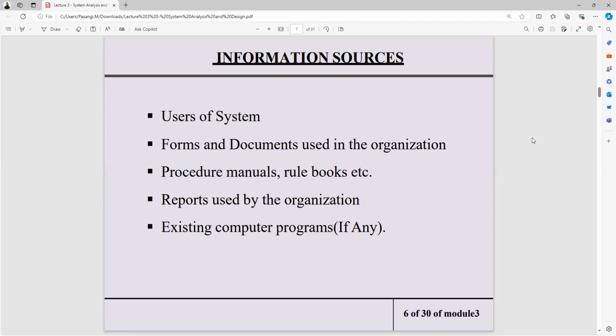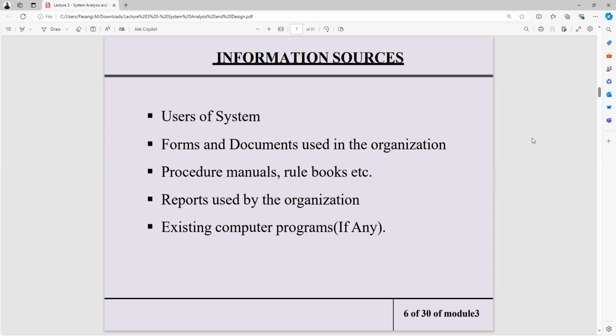As the third information source, we have the procedure manuals as well. Not only that, we have books, rule books, and everything. So all these come under sources. Then, one before the last, we have reports used by the organizations. And finally, we have the existing computer programs as well, if there are any available computer programs.